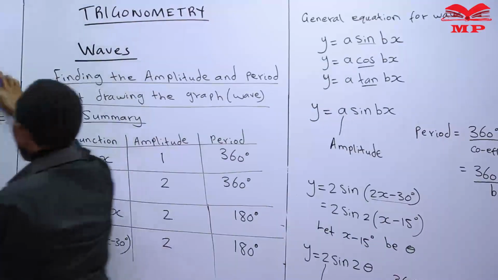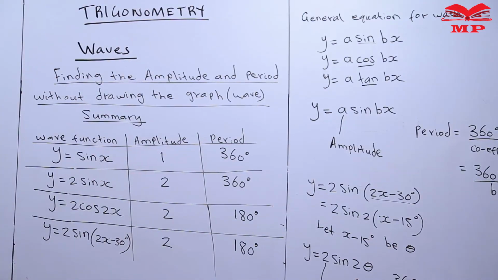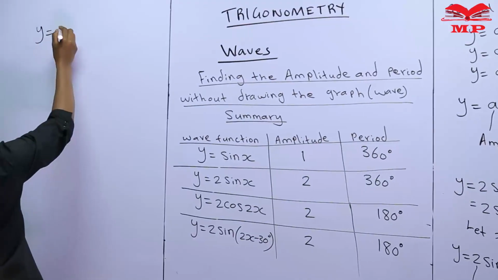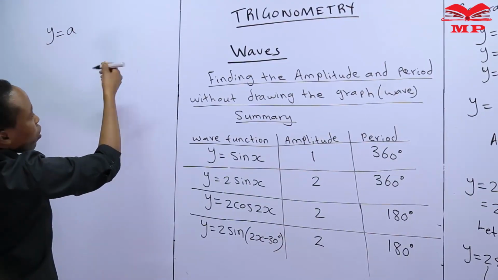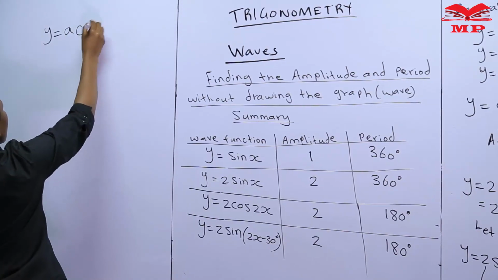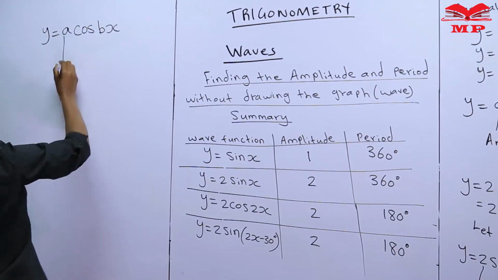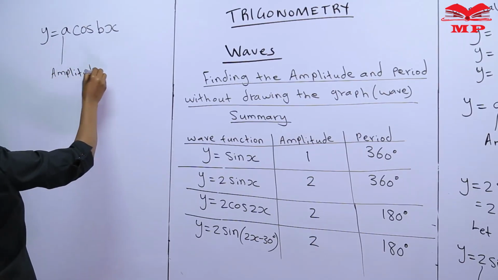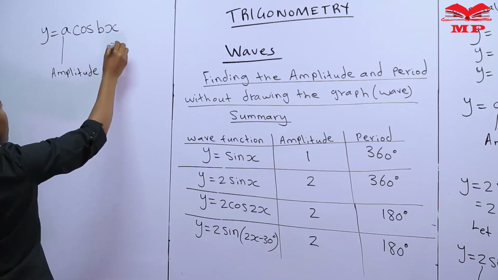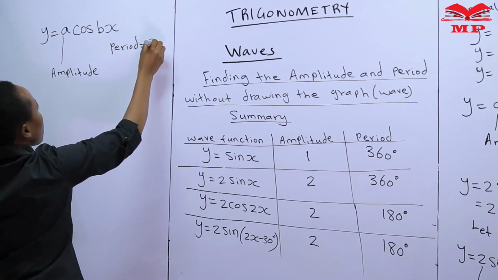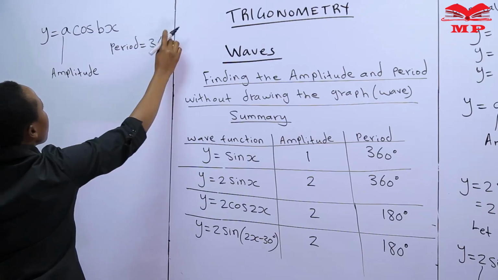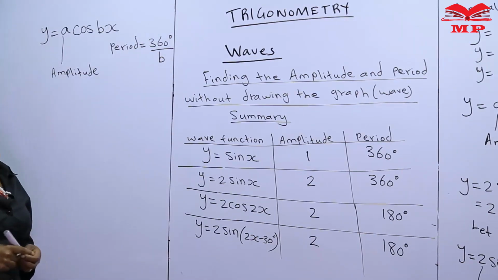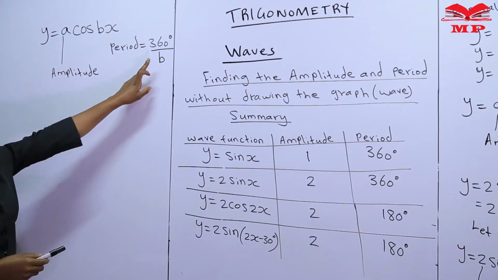Just to repeat, the general formula for the wave is y is equal to a sine, cos, or tan, bx. Our a is the amplitude, and when we want to get the period, it is equal to 360 degrees divided by b, that is, the coefficient of the angle.